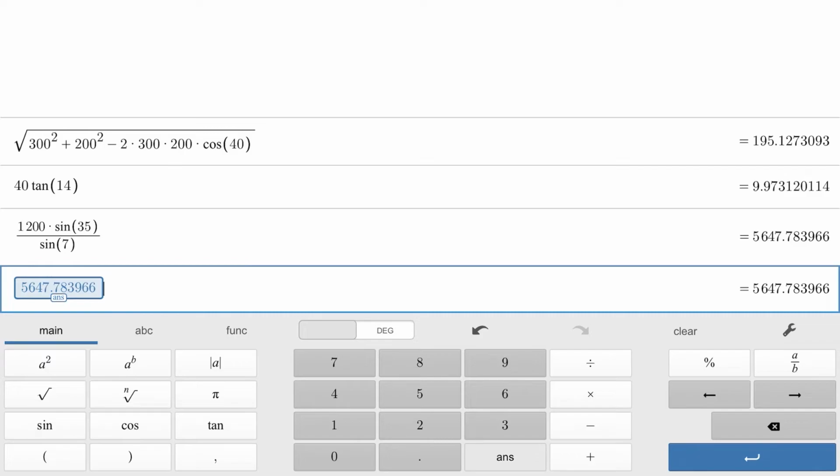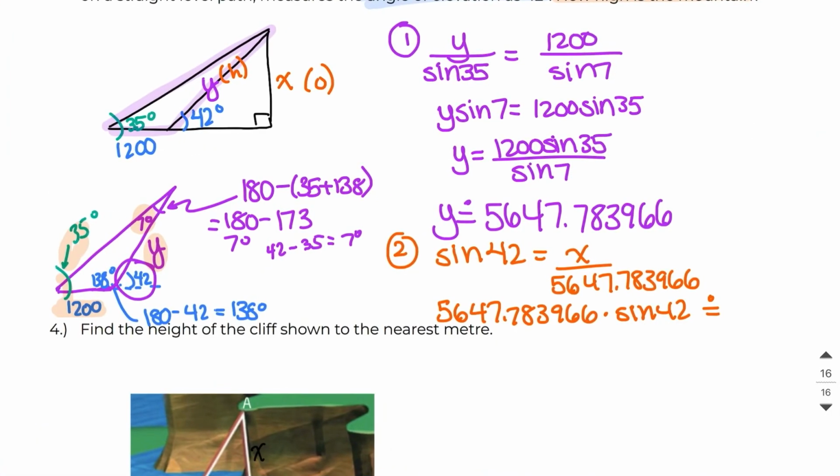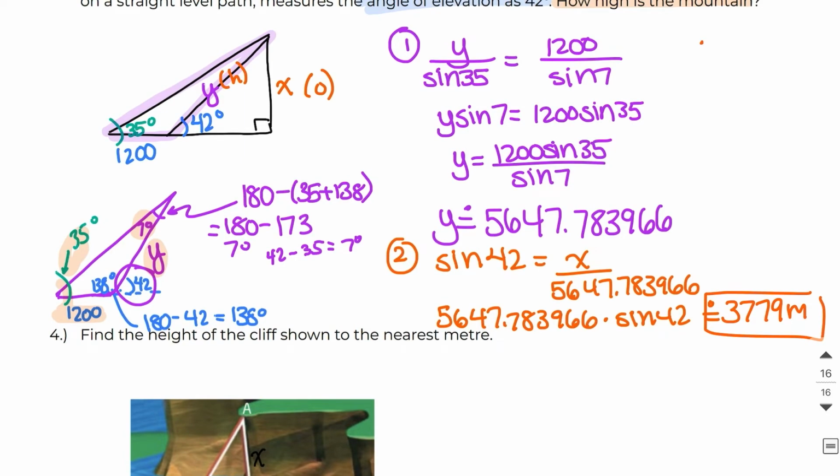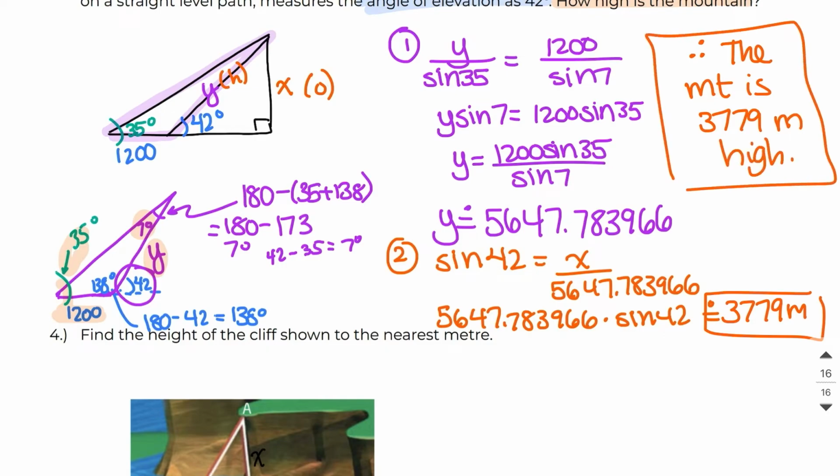So I clicked on this answer button right here. So I can click on answer and then I'm going to multiply that by the sine of 42. And that gives me this answer right here, which is 3,779. Okay, so this right here is equal to 3,779 meters. So we can say here, therefore, the mountain is 3,779 meters high. And we are done with this question.